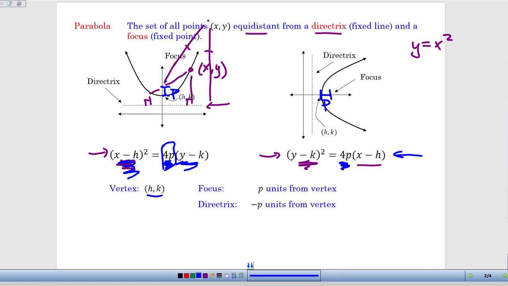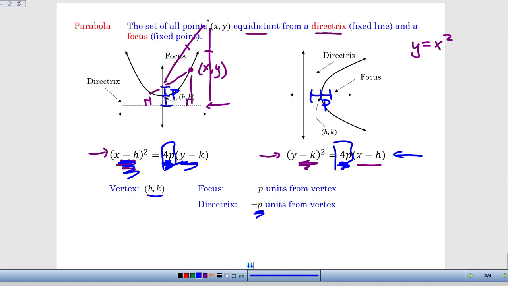Whatever number we have undistributed out in front of the variable on the opposite side of the equation from the squared variable, that number is 4 times whatever that distance is, that number p. We're going to use that number p to figure out the location of the focus, and we're going to use it to locate the directrix, because then we're just going to move the opposite direction that same distance, so negative p units, to figure out where the directrix is located.